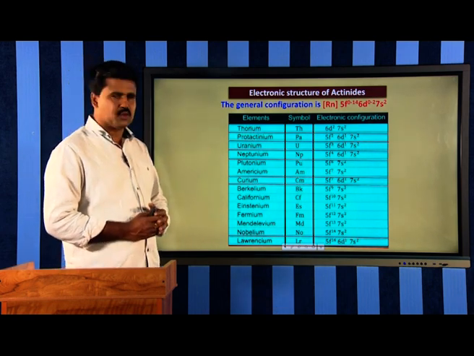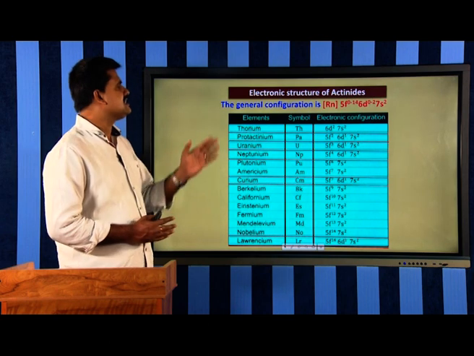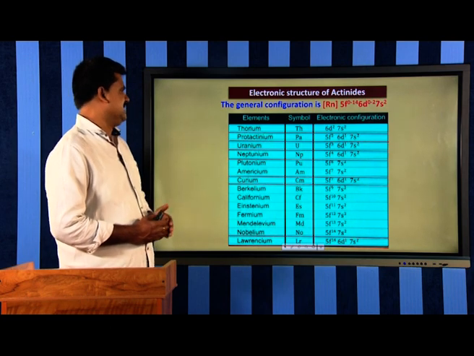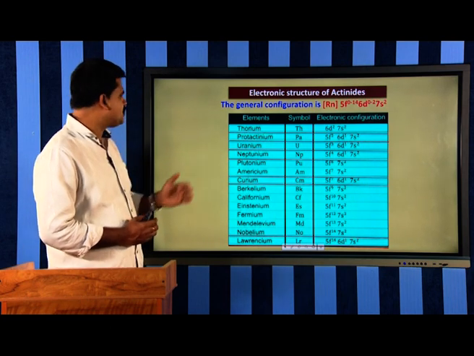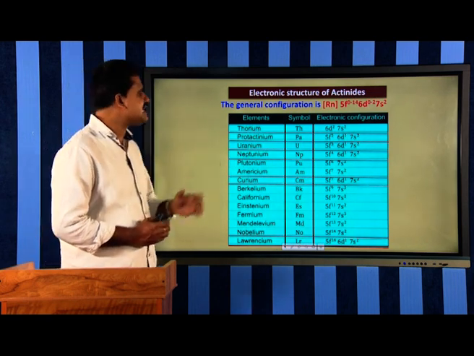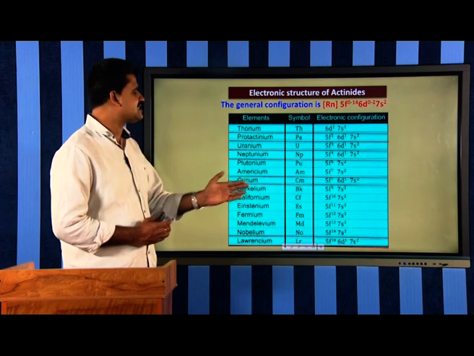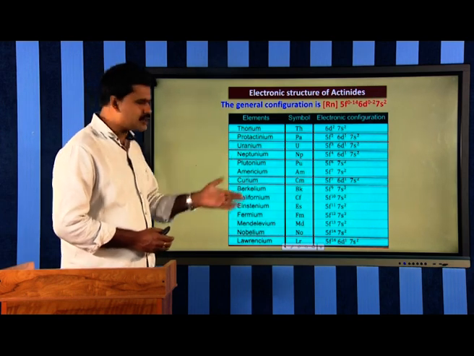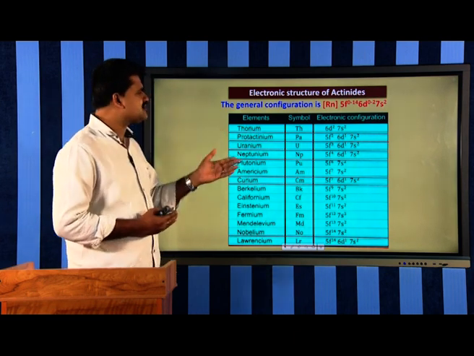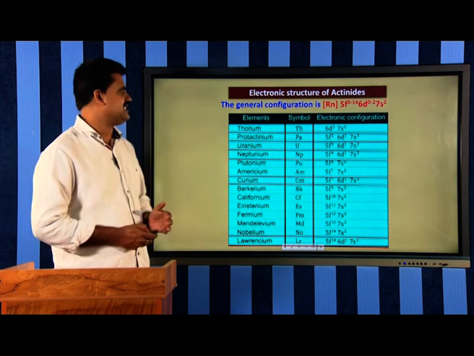The first element thorium has no f electrons and has the electronic arrangement 6d2 7s2 along with the radon core. In some elements, protactinium, uranium, neptunium and curium, we can see the presence of a 6d1 arrangement. Also lawrencium has a 6d1 arrangement. From this, we can conclude that, as in the case of lanthanides, we can't observe any regularity in the electronic arrangement of actinides.